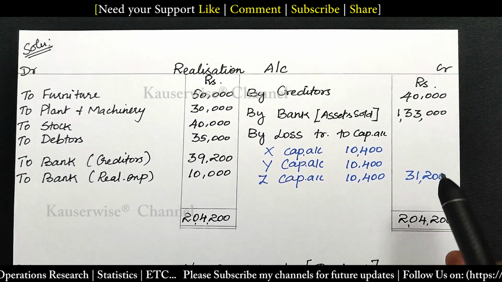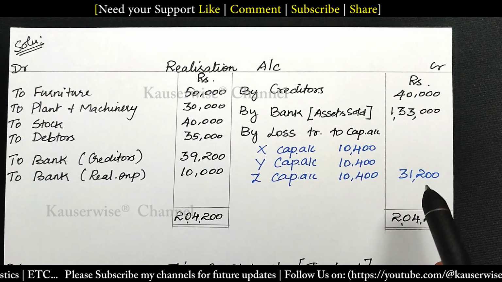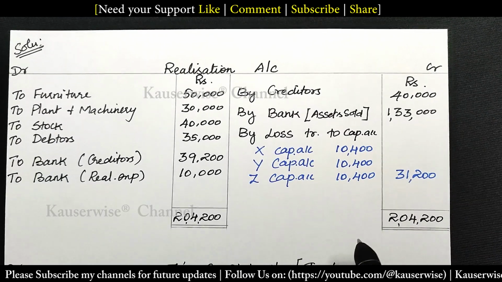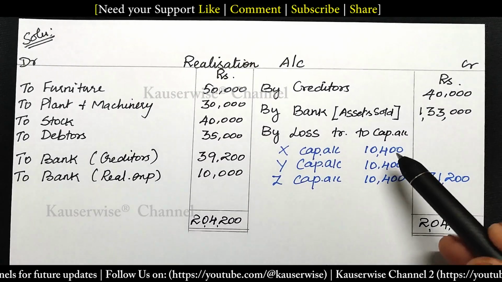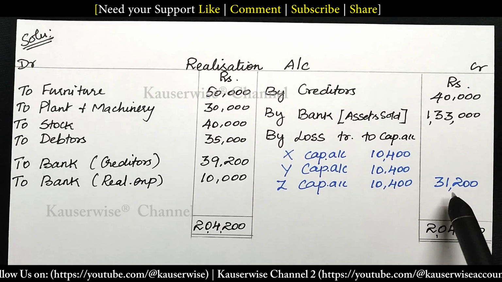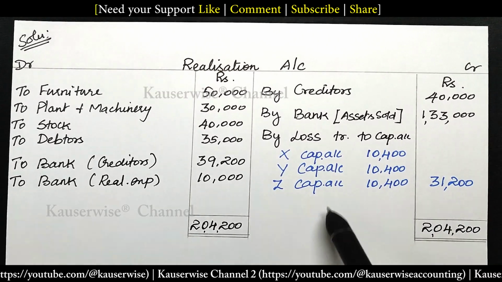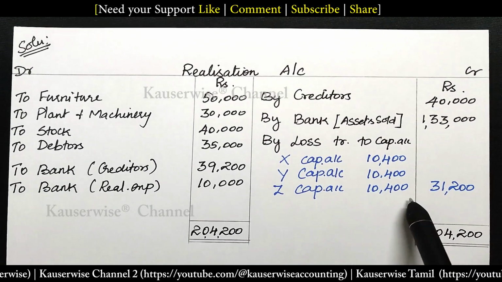Another important thing is, this will be shared by partners according to their profit sharing ratio. But in this particular problem, the profit sharing ratio is not given. In that case, they can share the loss equally. So here 31,200 divided by 3. There are 3 partners, no? So how much? 10,400, 10,400, 10,400.